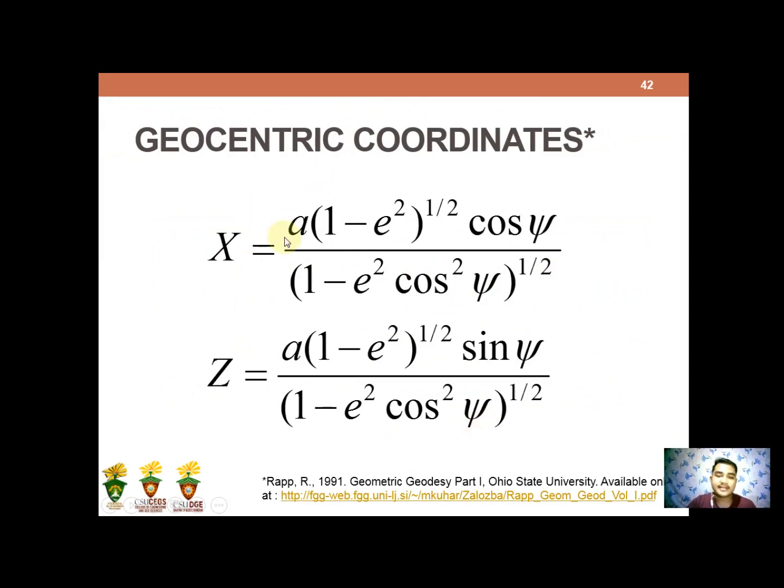Another way of expressing it, let's say: x is equal to a times 1 minus e squared, since it is a square root, it can be raised to 1/2, cosine geocentric latitude all over 1 minus e squared cosine squared geocentric latitude raised to the power of 1/2. For z, we have a times 1 minus e squared raised to the power of 1/2 sine geocentric latitude all over 1 minus e squared cosine squared geocentric latitude raised to the power of 1/2.